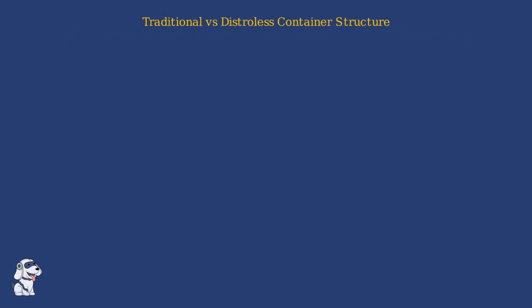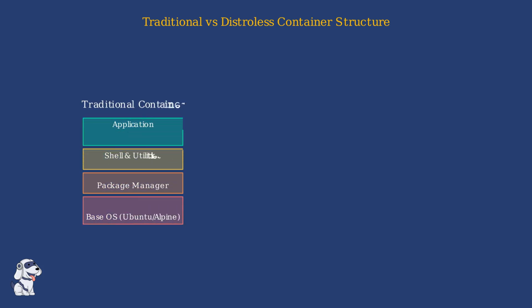Distroless images represent a revolutionary approach to container security and efficiency. These minimal container images contain only the essential runtime dependencies required for application execution. To understand the advantages of distroless images, we must first examine the fundamental differences between traditional container images and distroless alternatives. Traditional containers include a complete operating system, package managers, shell utilities, and various system tools alongside the application.